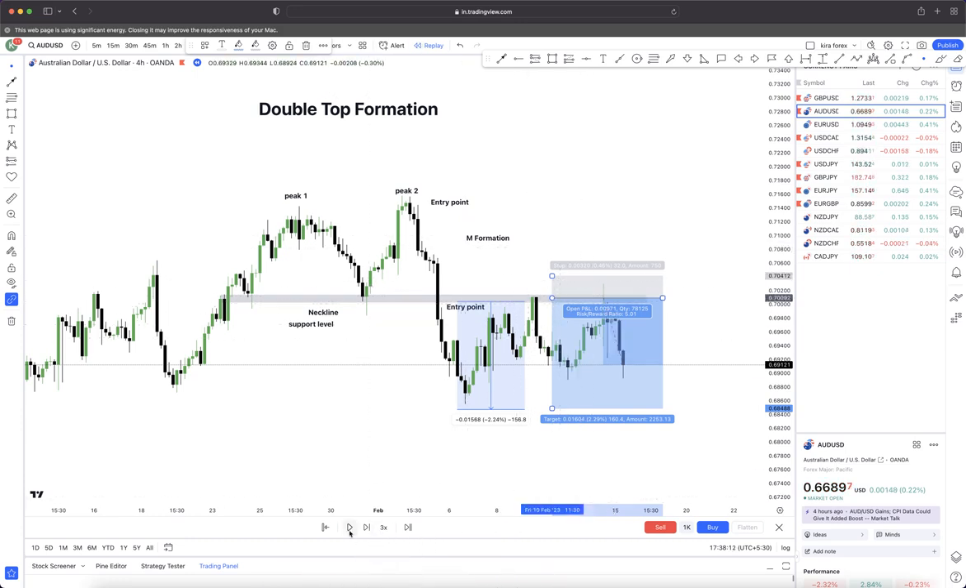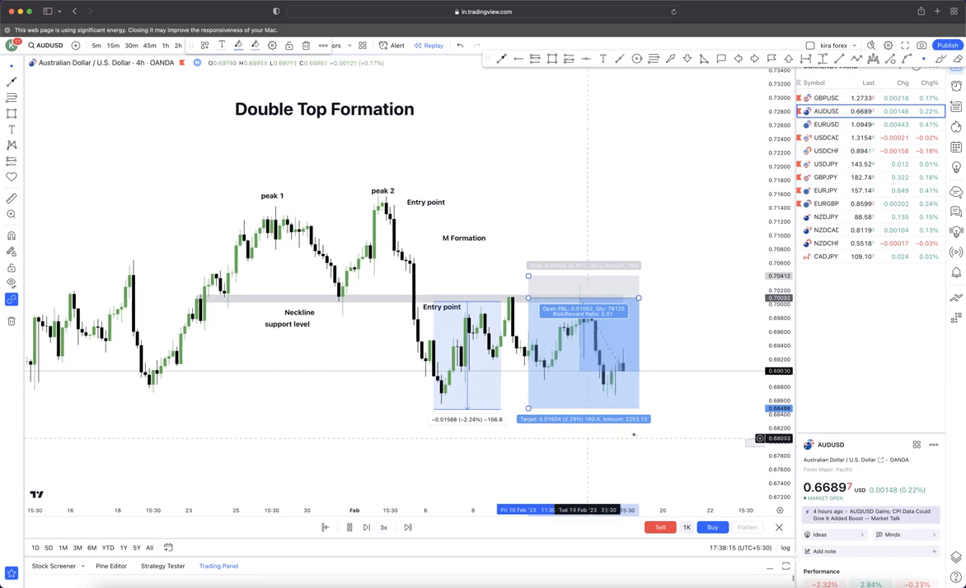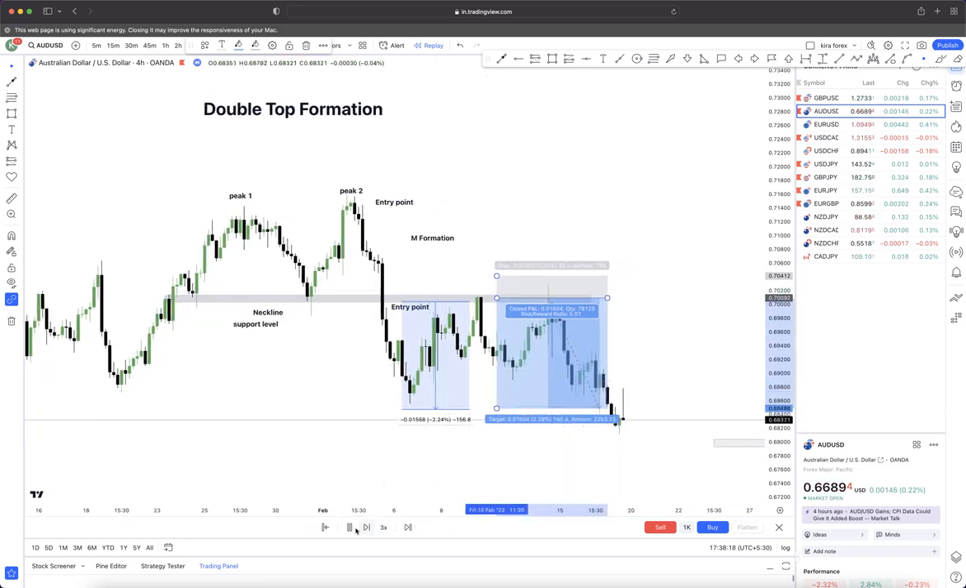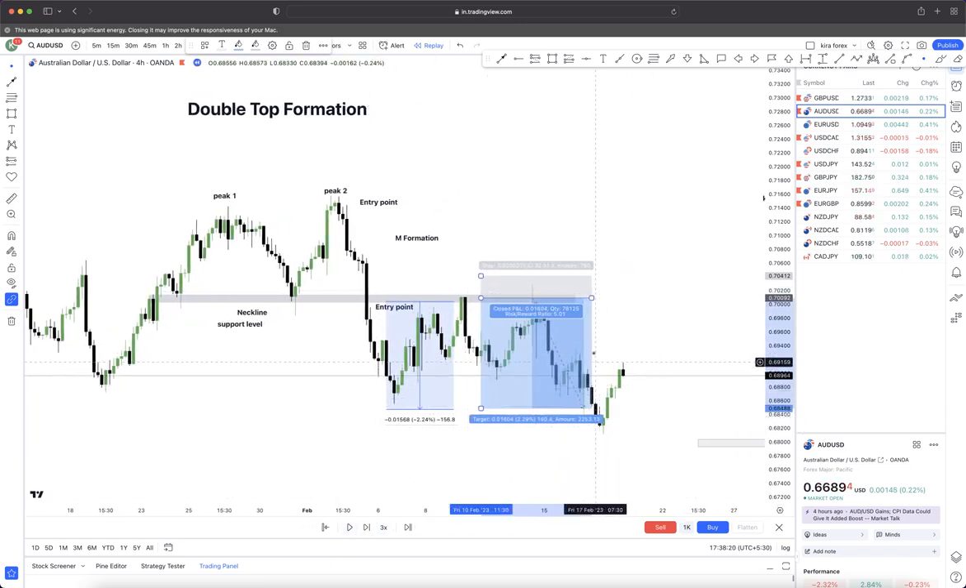So let's see if we are going to trigger our take profit. You see what's happening immediately. Our take profit is triggered, and price started reversing.